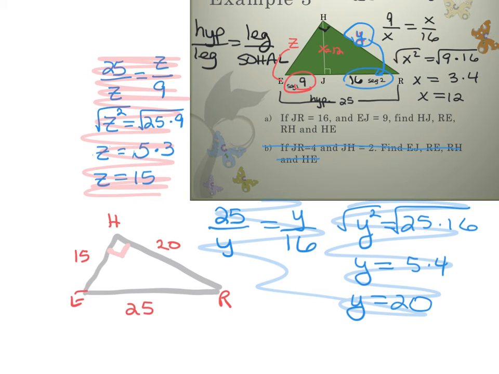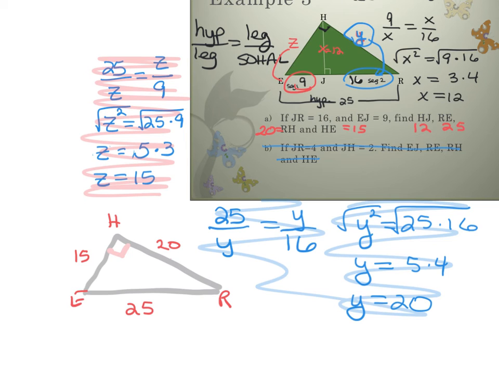So once you find two of the sides of any of these little right triangles, you could do Pythagorean theorem to find the missing third piece. So filling this in here, HJ, which was the altitude, that was 12. RE, that is, where's RE? RE was the hypotenuse, that was 25. HR, that was the Y value, that's 20. And then HE, that was what I called Z, and that's 15.